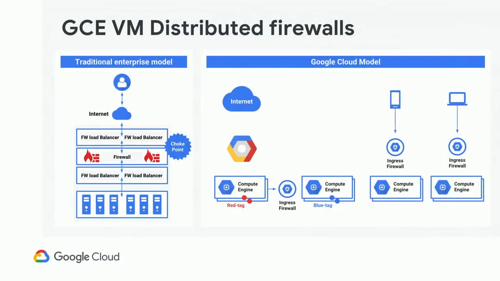So the next step is you want to restrict flows to your instance, right? You want to protect your instances. We have Google's distributed firewalls that will help with this. How are they different, though, right?